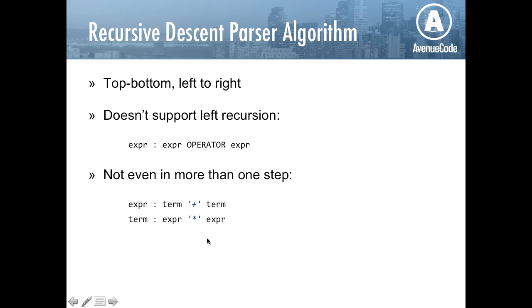So for this grammar, for example, we can replace expr by term plus term, and we can replace term by expr times expr. So this would give us expr here, and we started with expr. So this would, for the recursive descent parser, give an infinite loop, because the recursive descent parser always tries to replace the first non-terminal it finds until it reaches a terminal. So this wouldn't happen here.